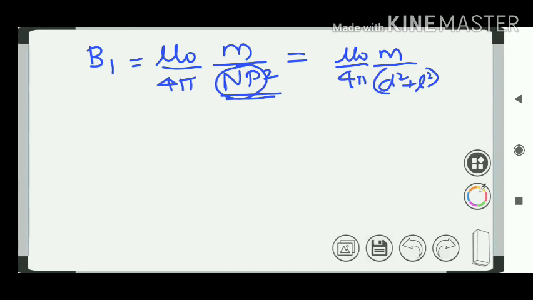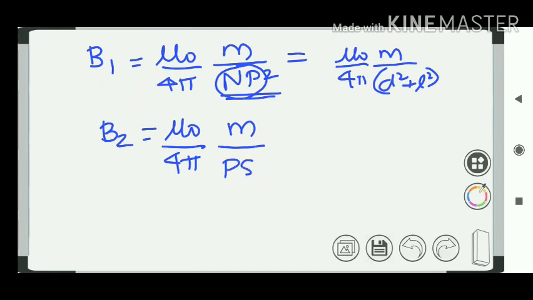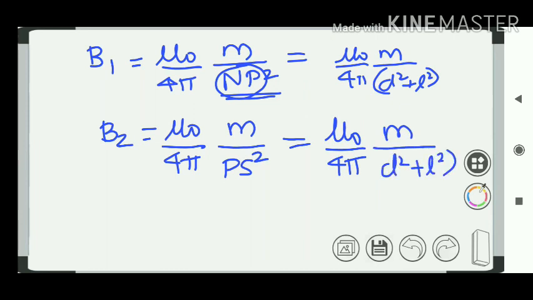So NP squared will be what? D squared plus l squared, right? And will be along NP, right? I hope this much is clear. Now what is magnetic field B2? That is due to the south pole. That is again mu 0 by 4 pi m divided by pole and our point P and S squared, or PS squared. Same, mu 0 by 4 pi m divided by d squared plus L squared, right? It is also the same value, right?